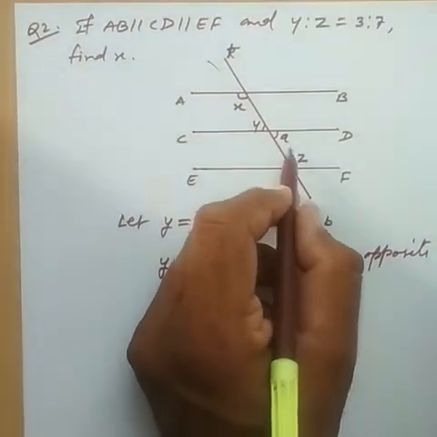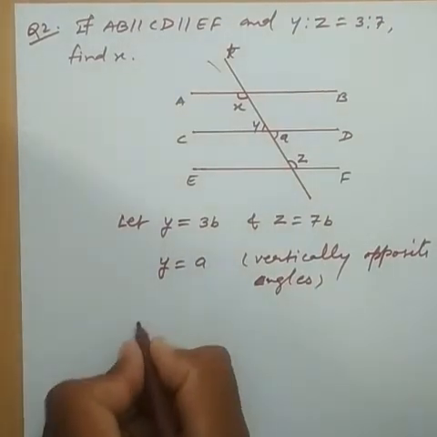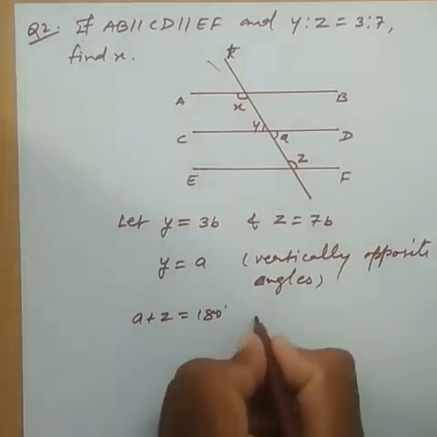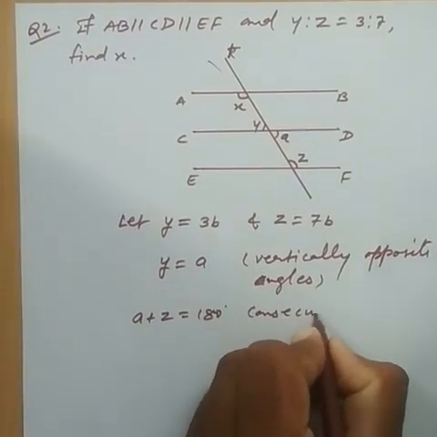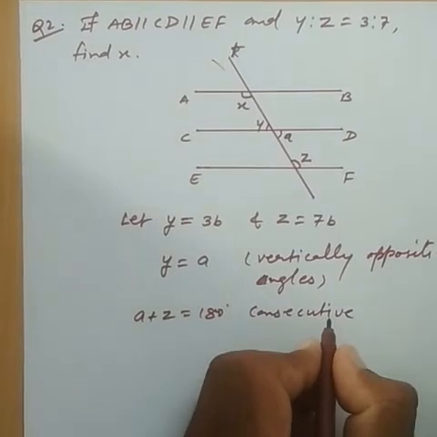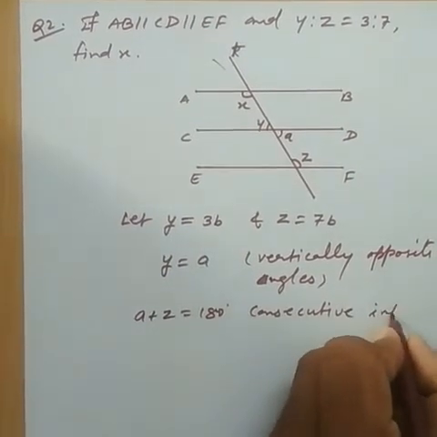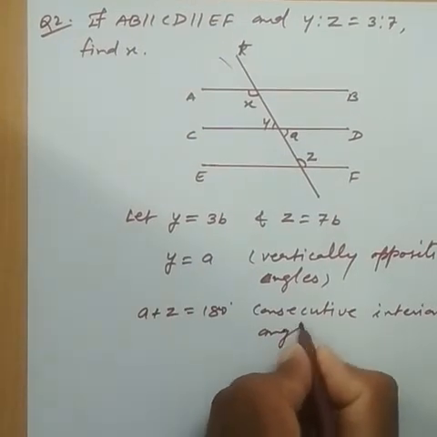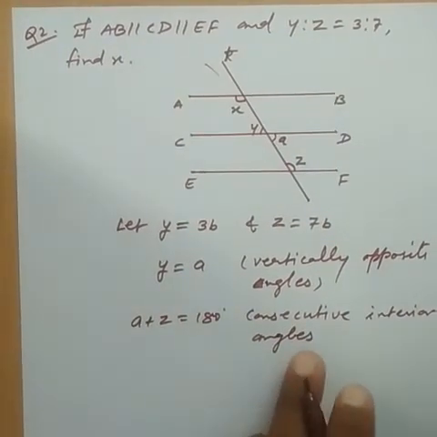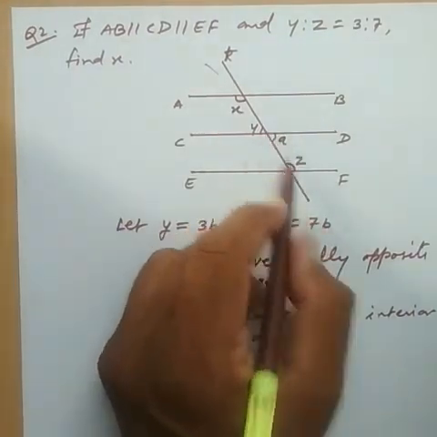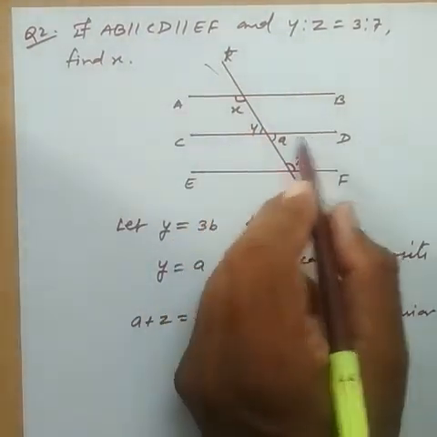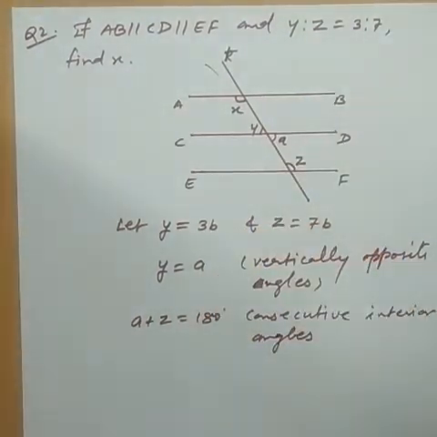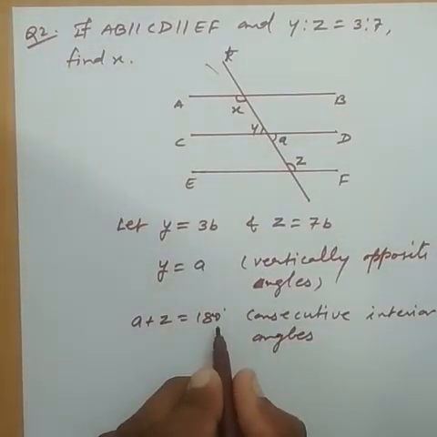And A and Z are consecutive interior angles. So A plus Z equal to 180 degrees. Its reason is consecutive interior angles, the sum of the interior angles on the same side of the transversal. This is the transversal, and interior angles on the same side of the transversal are supplementary angles, so whose sum is 180.